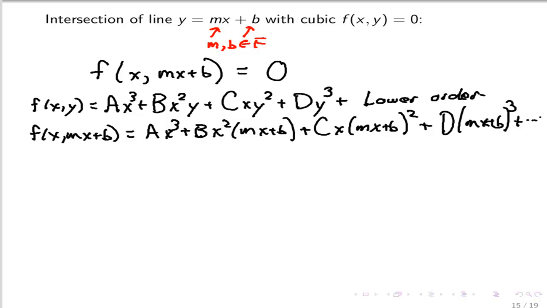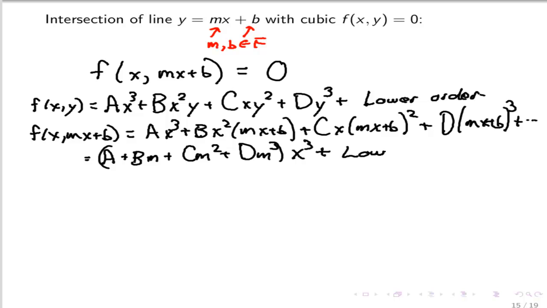And so we're going to get a cubic polynomial in x coming out, and the leading coefficient, you'll have an a, you'll have a bm, a cm squared, and a dm cubed, x cubed, plus lower powers of x. And so you can see that for most values of m, this is going to be non-zero. In fact, there's at most 3 values of m where this can be 0. So if we stay away from those 3 values of m, we have a cubic polynomial.